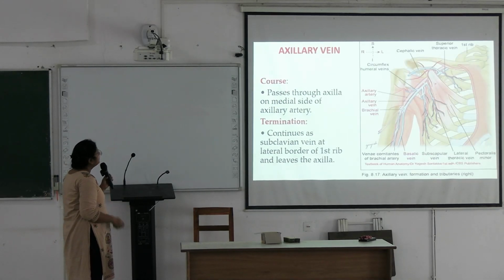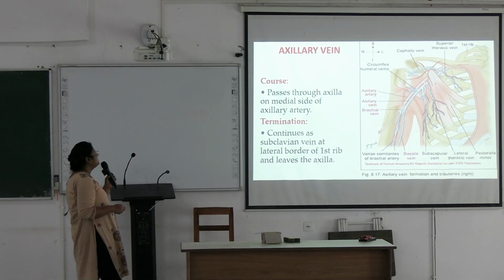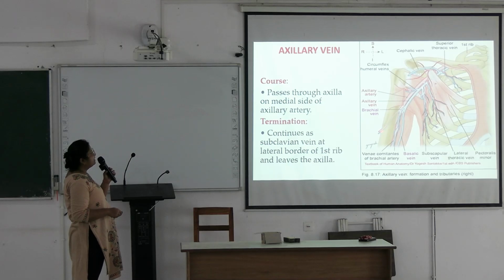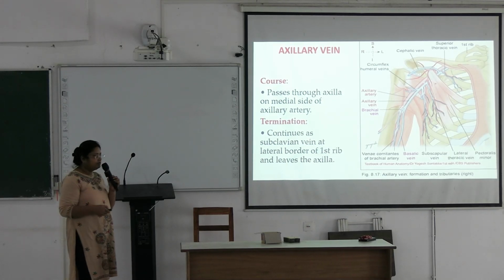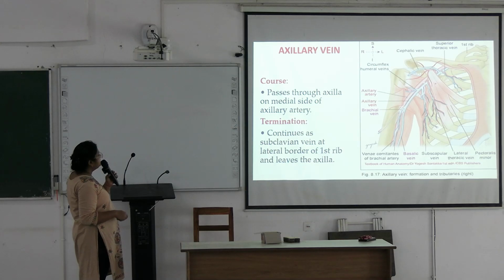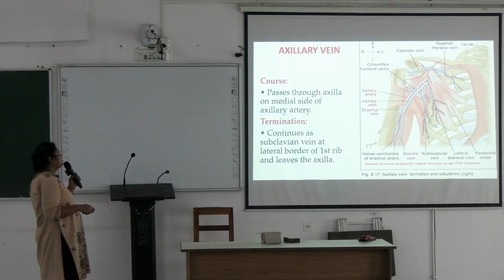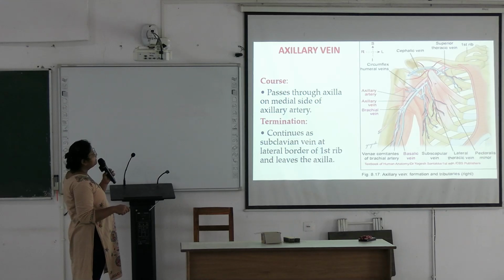Okay. What is the course? It passes through the axilla on medial side of the axillary artery. You have already seen in picture. This is the artery, here is the vein. So vein is lying medial to the artery. Okay. What is the termination? It continues as the subclavian vein at the lateral border of the first rib and leaves the axilla. See, it continues upward as the subclavian vein from the outer border of the first rib. Okay.